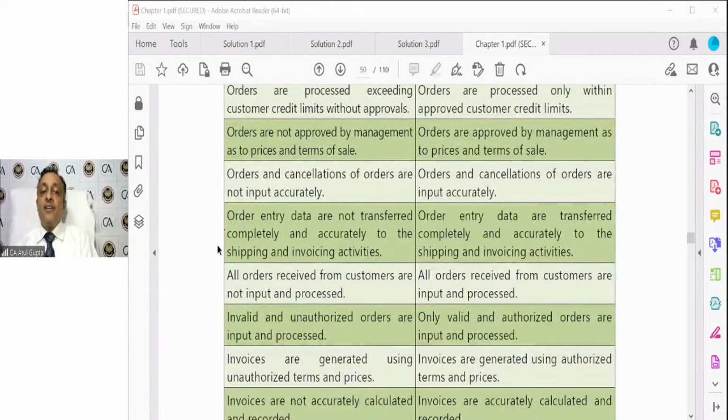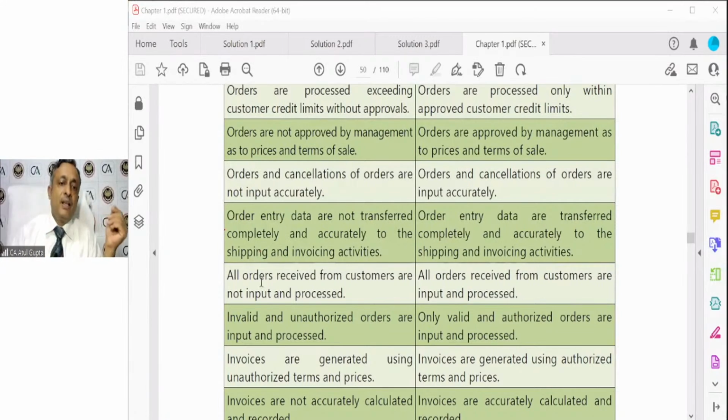Then order entry data are not transferred completely accurately to shipping and invoicing. Now see, this has a huge business impact, because this aspect is going to affect your customer relationship also. Customer has ordered say 100 units of an item and by mistake you have sent 90 only. It is going to hit your customer relationship. So the risk has huge impact.